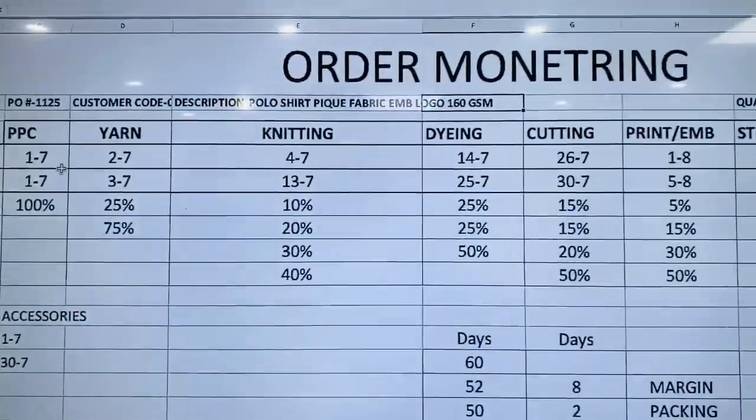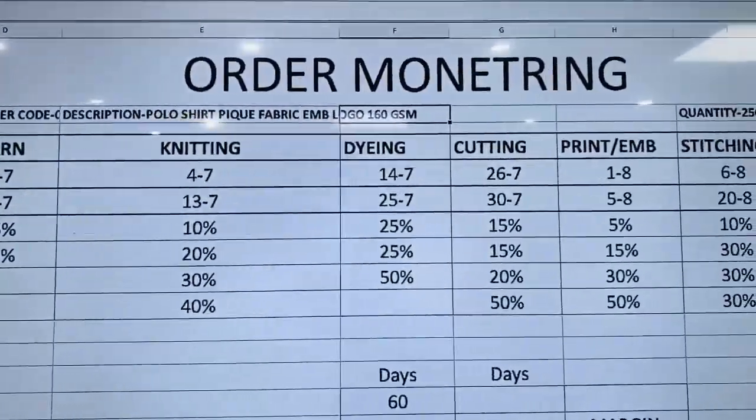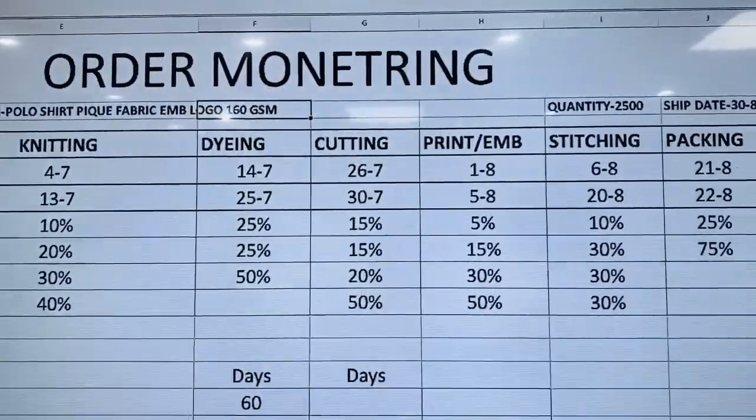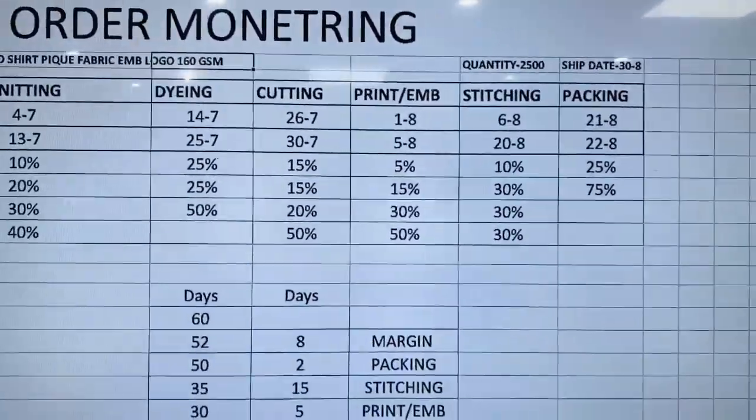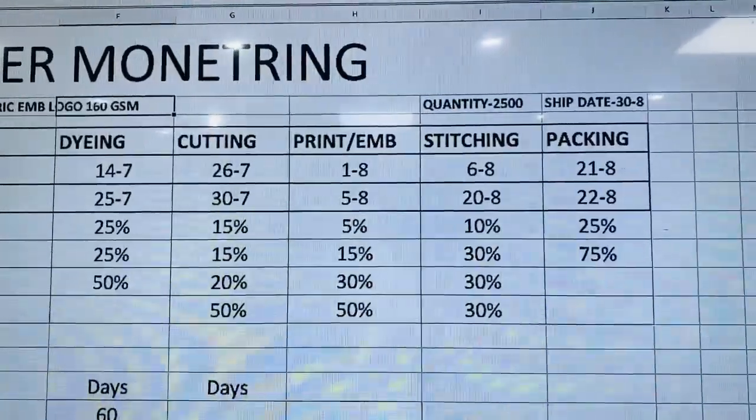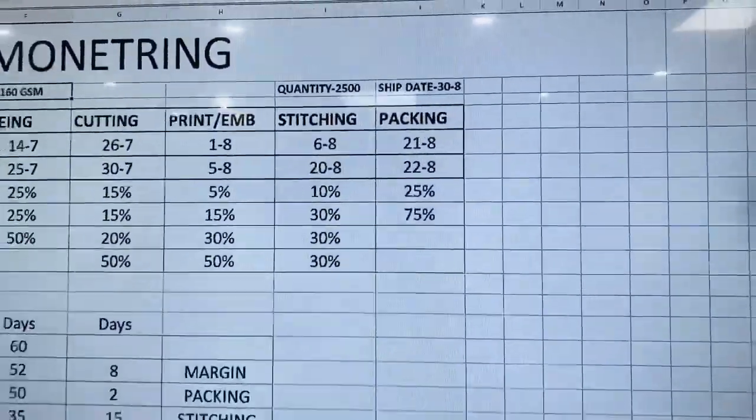And then the process is to dye the fabric. When the dyeing is completed, we have cutting. If there is any embellishment like embroidery or print, we have to do that. Then it goes to the sewing department, then packaging, and then it's on the way to you.